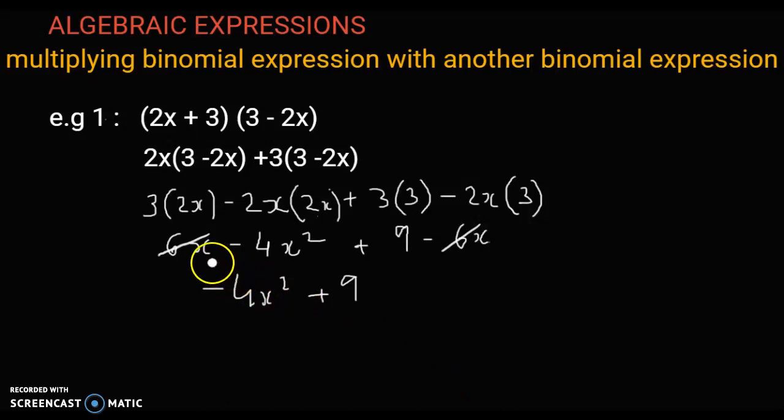Okay, now we see the like terms. 6x and minus 6x will cancel. We have minus 4x square plus 9 that is remaining. So that is the answer. This is the answer.